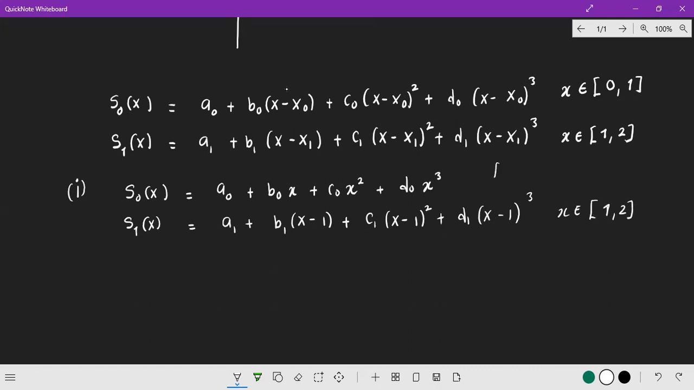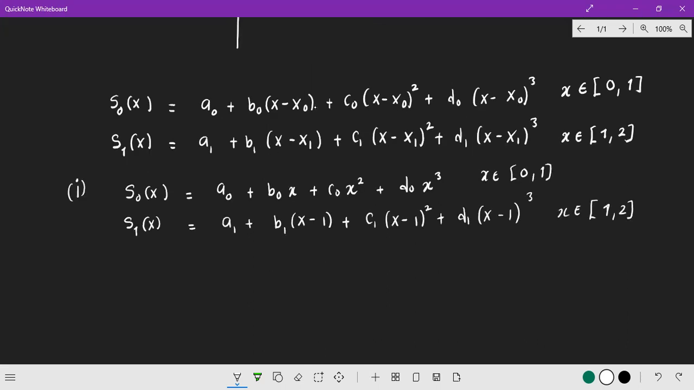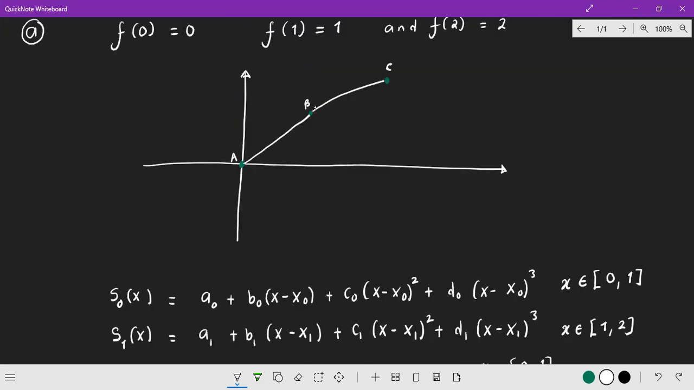This one in the interval. Okay. You have X values in the interval from 0 to 1. Okay, so now let's substitute. So let's now evaluate each spline at each point. So as I said earlier, the first spline is common between point A and point B.